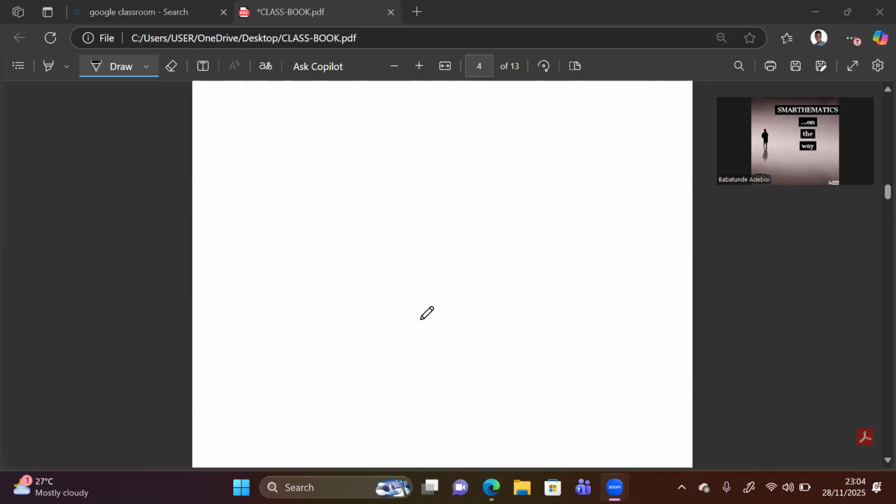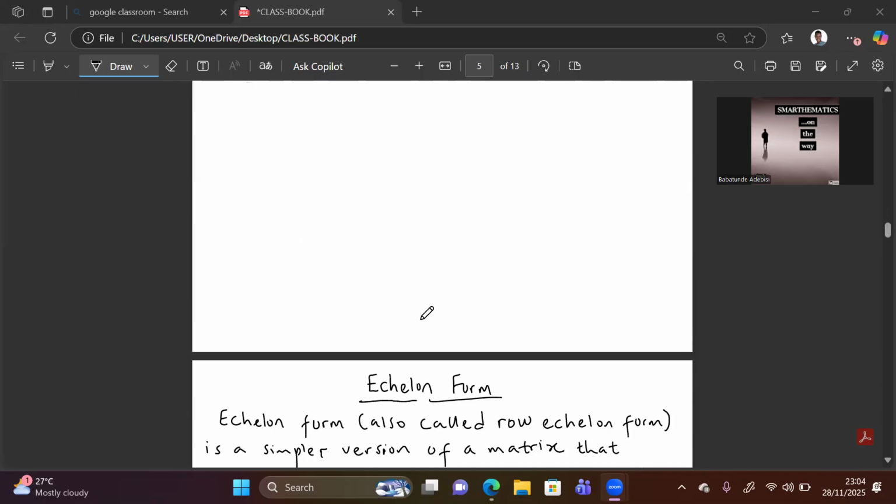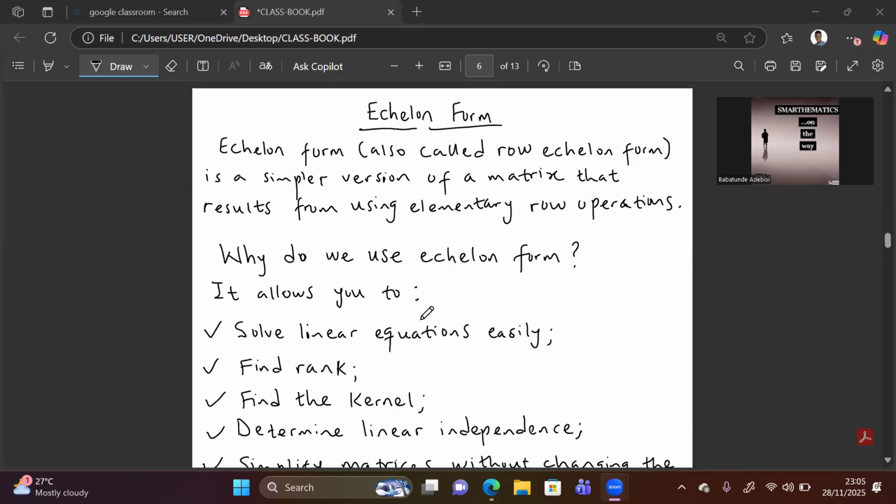So I've taken us to page 6. Here, I prepared a note on the echelon form of a matrix. What do we call echelon form? Echelon form is also known as row echelon form, and that is a simpler version of a matrix that results from using elementary row operations.